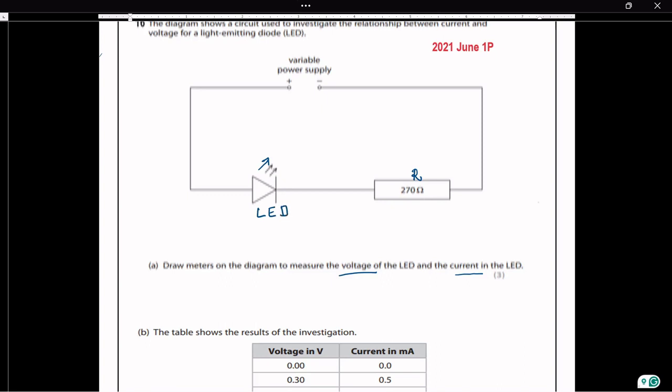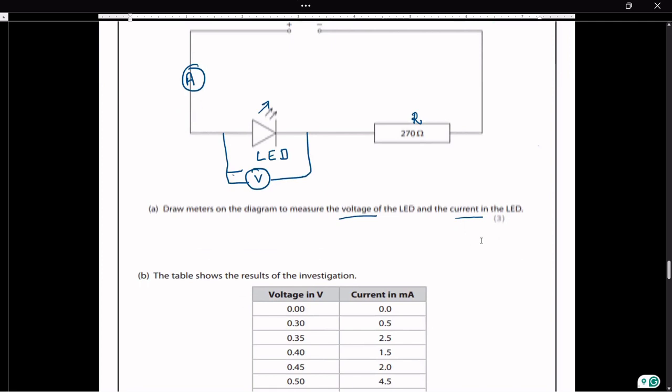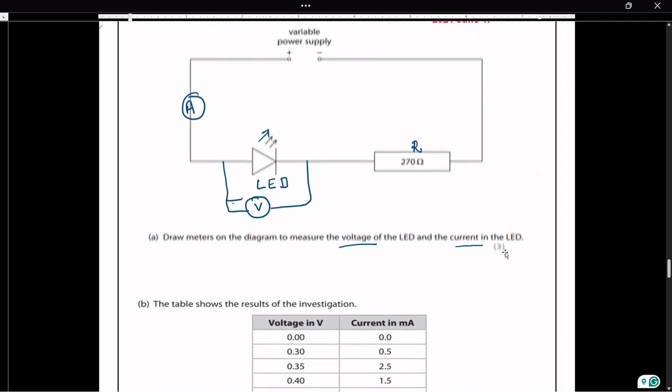Now we want to measure the voltage and current. As we know, the voltmeter is across the LED, so we connect a voltmeter across the LED. And the ammeter must be in series in the circuit. For the current in the LED, since it is in series, the same current is flowing, so you can keep the ammeter here, or you can keep the ammeter at this position also. This is also correct.